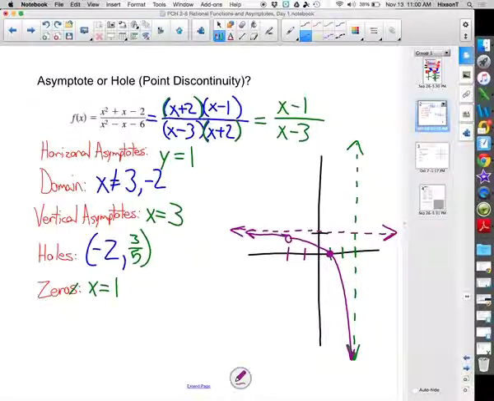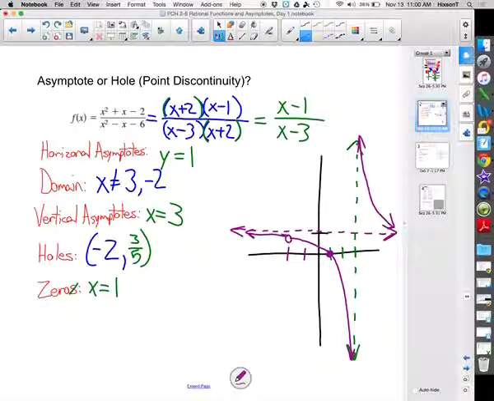What's going to happen when it gets to the other side of that? It's going to jump to positive infinity, okay, because there was no multiplicity here with our vertical asymptote. So it jumps up to positive infinity, comes down, and then it's going to approach that horizontal asymptote as x gets bigger and bigger. Okay, so that's what that graph would look like.